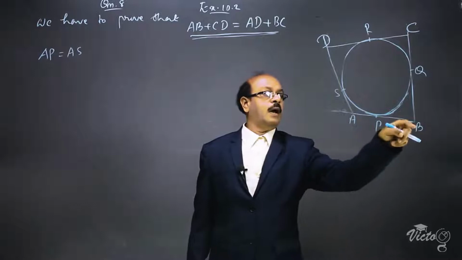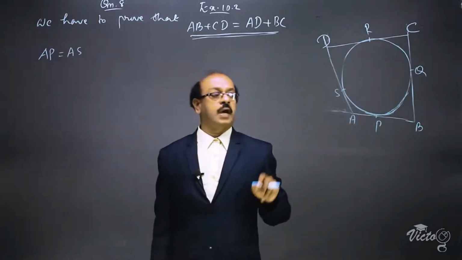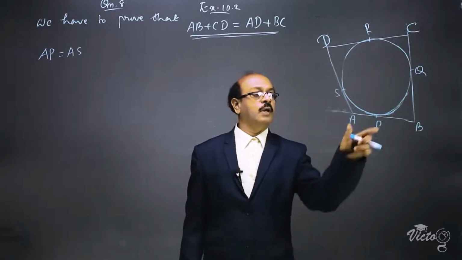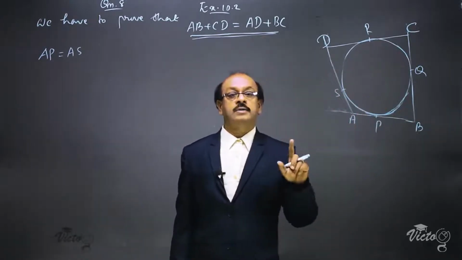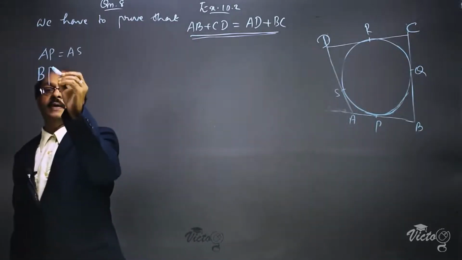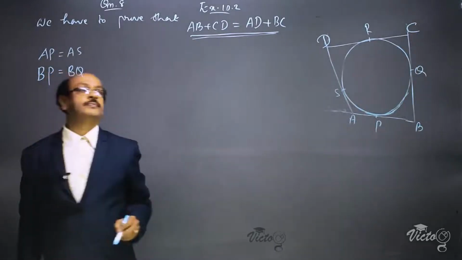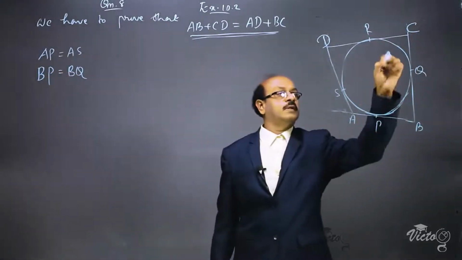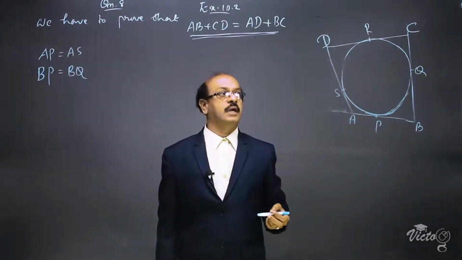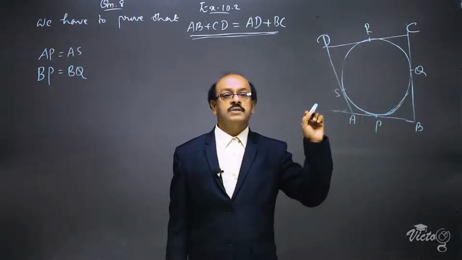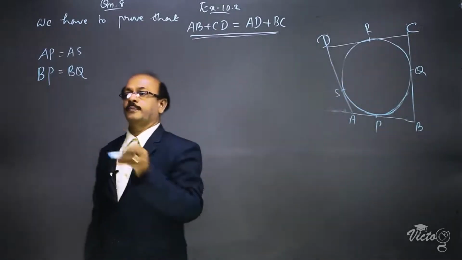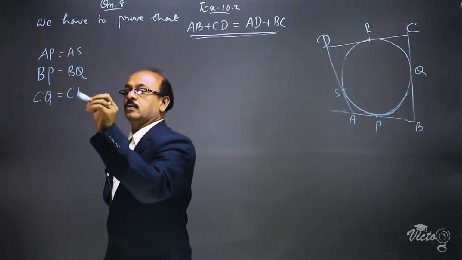Similarly, BP and BQ are also two tangents drawn from the external point B to the circle. Therefore, the lengths of BP and BQ are also equal. BP is equal to BQ. Similarly, CQ and CR are also two tangents from the external point C to the circle. Therefore, the lengths of the tangents CQ and CR are also equal. CQ is equal to CR.